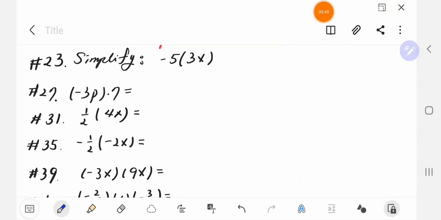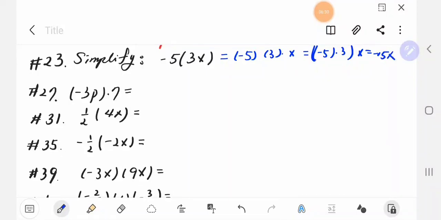Okay, let's simplify this expression for number 23. This is all multiplication: negative 5 times 3 times x. So you can rewrite it as negative 5 times 3 times x. You can put negative 5 and 3 together. So 3 times 5 is negative 15x.